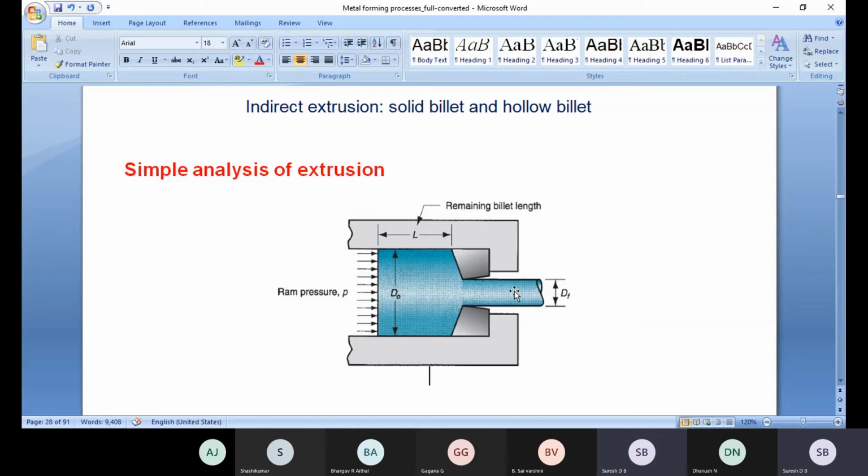This is not a billet. On the right side of the die, the material that is present is not a billet; that is called the extruded product. Extruded product means the material is compressed and comes out between the two dies. Only this much portion is the work billet, workpiece or raw material. This one we call the extruded product, and the billet material or workpiece material is denoted separately.